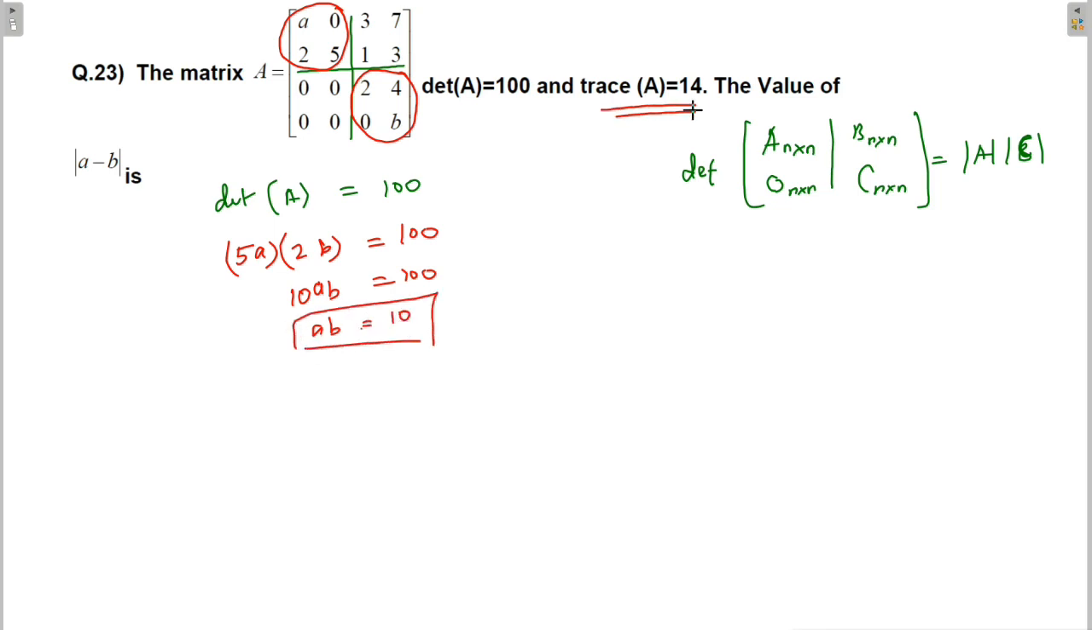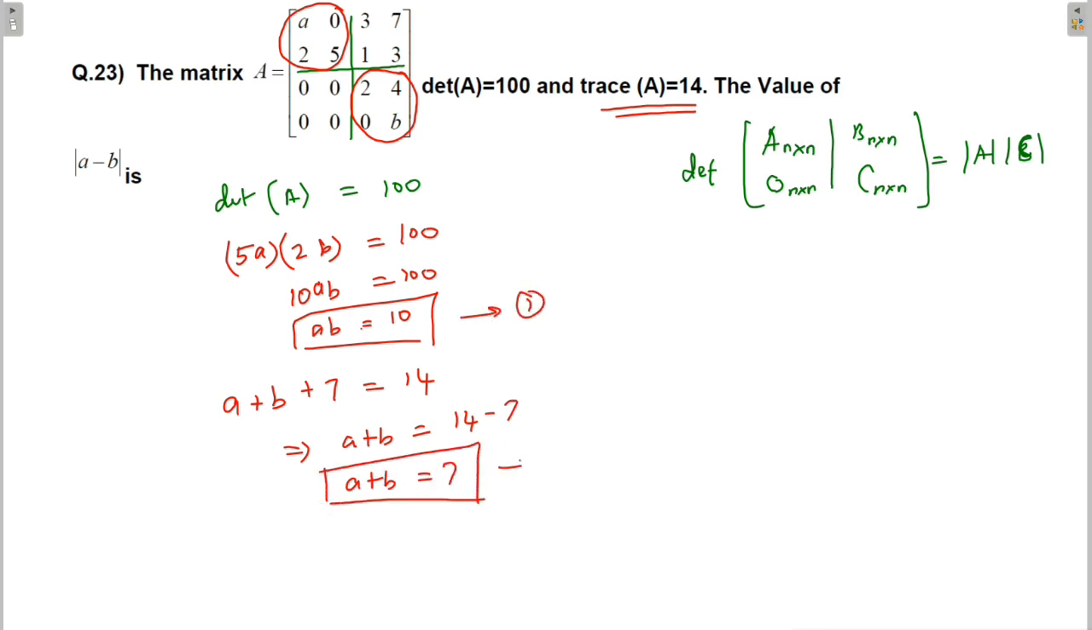And also given that the trace of A is 14. So if you add the main diagonal elements, you get A plus B plus 7 equal to 14. So A plus B equal to 14 minus 7. A plus B equal to 7.